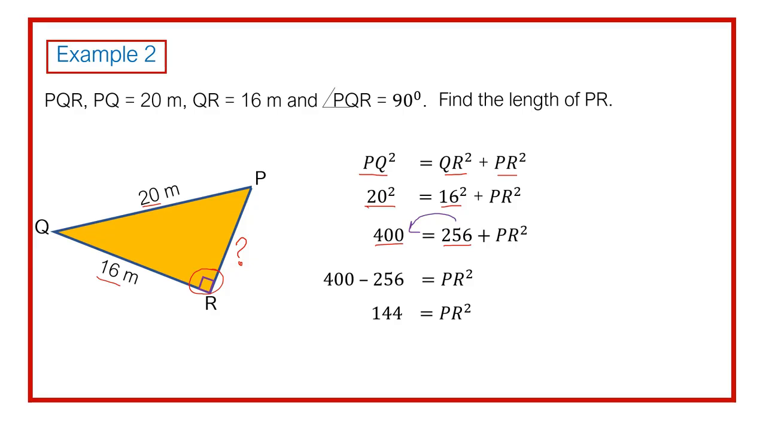Remember, the square root of 144 is the positive square root and the negative square root. But since we want the length, we will take the positive square root, since the length cannot be negative.